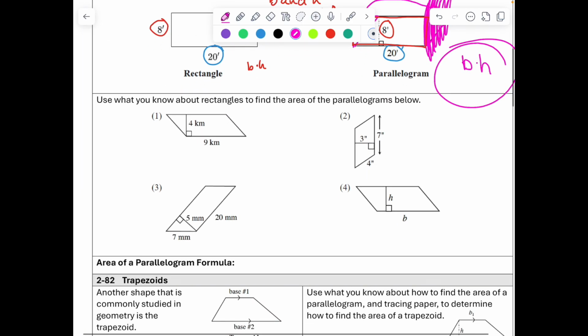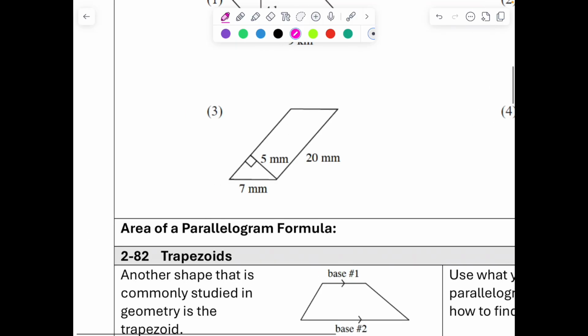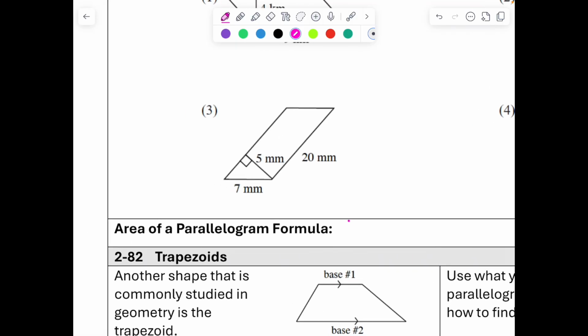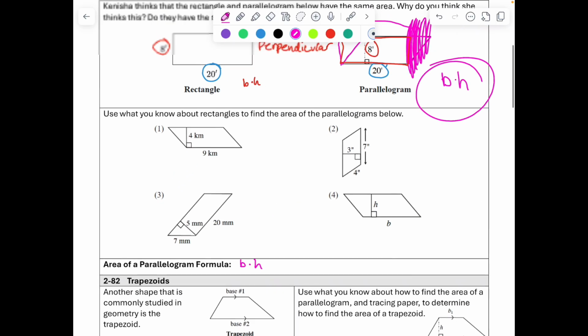All right, so we are going to find the areas of these parallelograms. First of all, let's write down the area of a parallelogram. It is the base times the height, just like a rectangle.